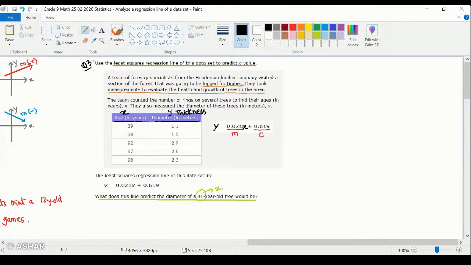We have the equation 0.021 times the value of x plus 0.619. We simply substitute the value of x, that was 41. When we multiply, 41 is to be multiplied by 0.021. It comes out to be 0.861 plus 0.619. And the answer comes out to be 1.48. Agreed?